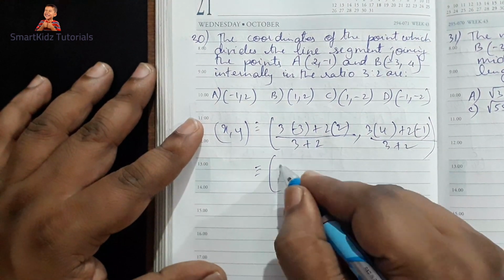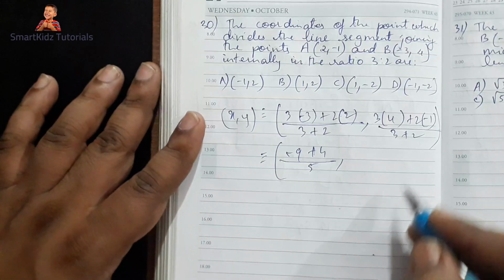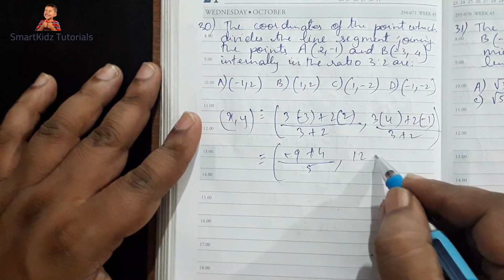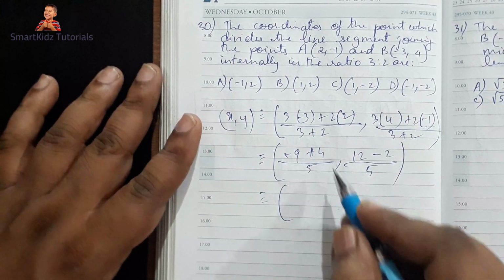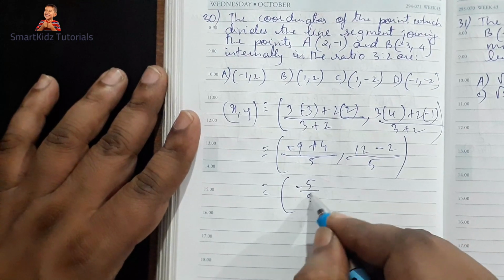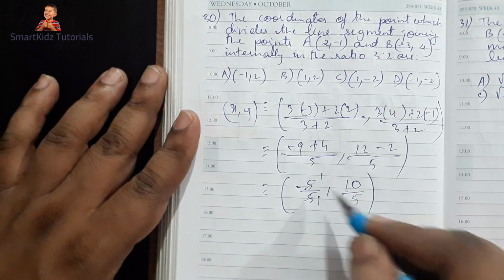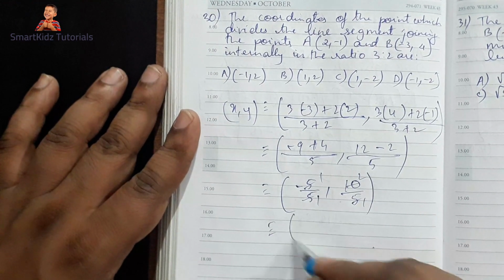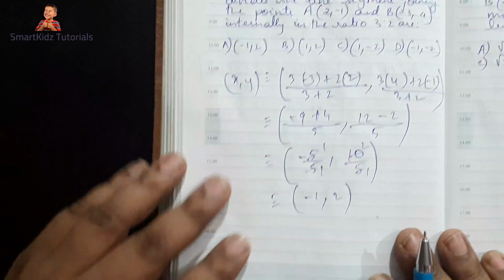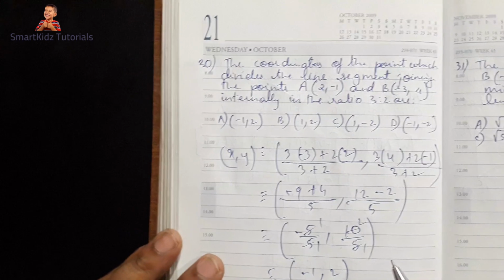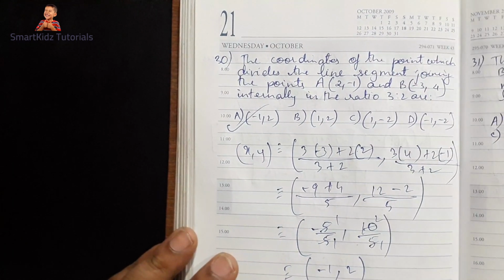So we'll get 3 into minus 3 is minus 9, 2 into 2 is 4, plus 4 upon 5, 3 into 4 is 12, 2 into minus 1 is minus 2 upon 5. That corresponds to minus 9 plus 4 gives us minus 5 upon 5, and 12 minus 2 will give us 10 upon 5. Cancel, and we will get minus 1 comma positive 2. So which means that A is our correct choice, minus 1 comma 2.